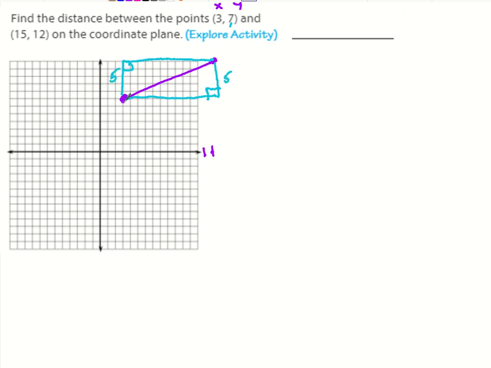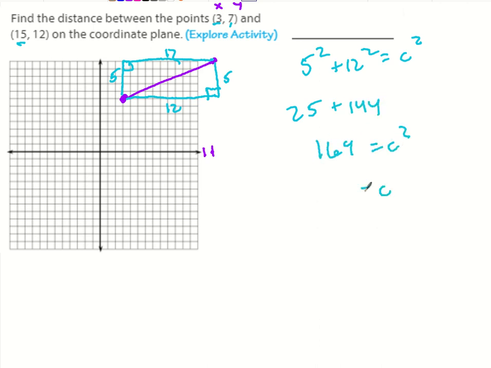Because from 7 to 12, it's going to go up 5. Now to go from 3 to 15, it's going to go over 12. I could have counted 12, or I can just look at it: going from 3 to 15, it's going over 12. So really it's just 5 squared plus 12 squared equals c squared. 25 plus 144 is 169, which is 13. So the distance between those 2 points is just 13.